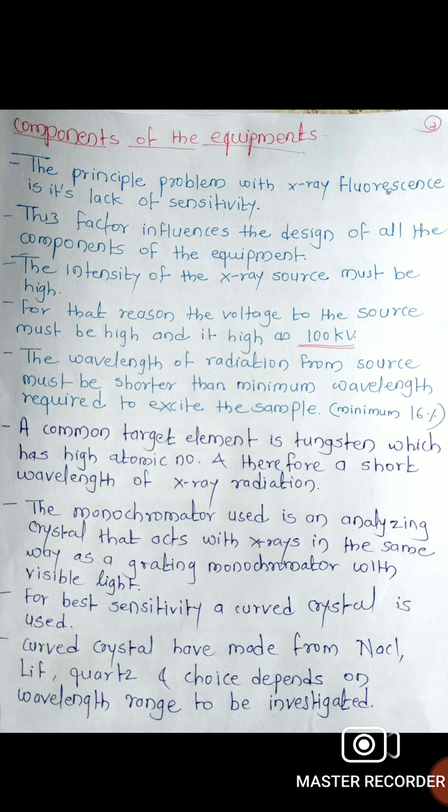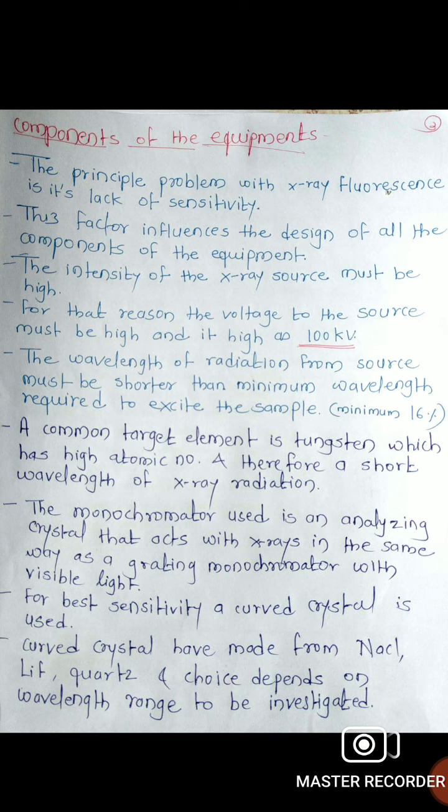The selective X-ray fluorescence may be carried out by using an X-ray beam with a wavelength that excites one element but is too long to excite another, and in this system only one element will be fluorescent. So this is all about the X-ray source. Then the second most important component is the monochromator.